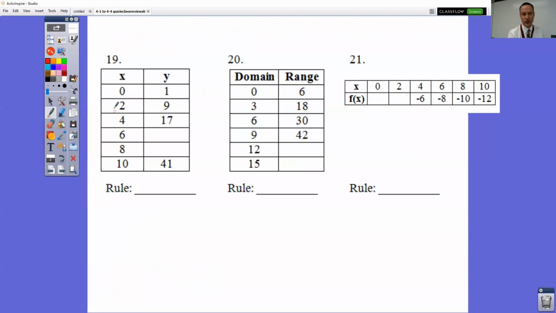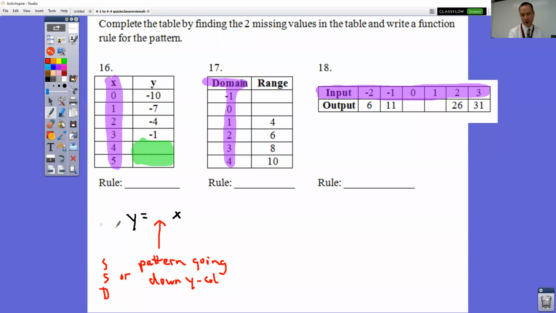In the next set of questions, the x column is going to go by twos or threes, so we have to use subtract, subtract, divide. For your plus or minus after the x, it is your y value when x equals 0. How do you find the numbers in the green? You just got to continue on with the pattern.